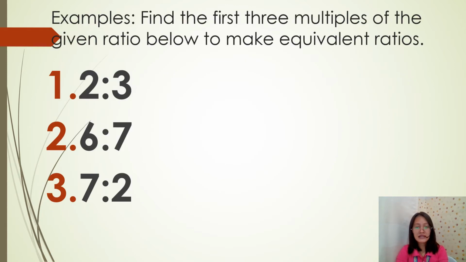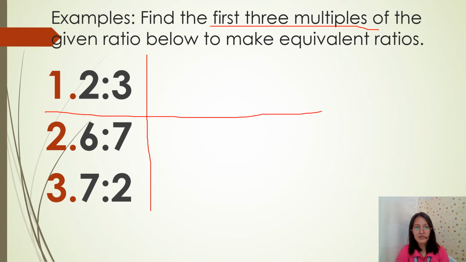Now, let's have these examples. Find the first three multiples of the given ratio below to make equivalent ratios. Again, multiple or first three multiples. So, parang magmumultiply lang tayo. So, start tayo kay 1. Since first three multiples po yung hinahanap, so 1, 2, and 3. Lagay natin sa table. So, let's say, ite-table natin.